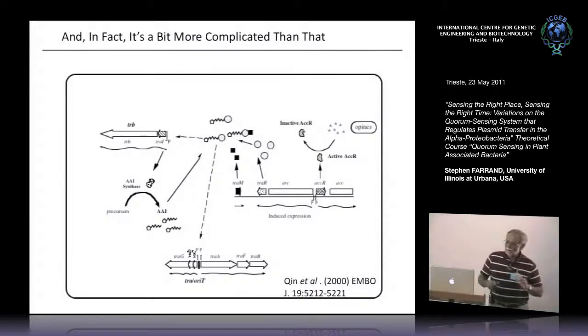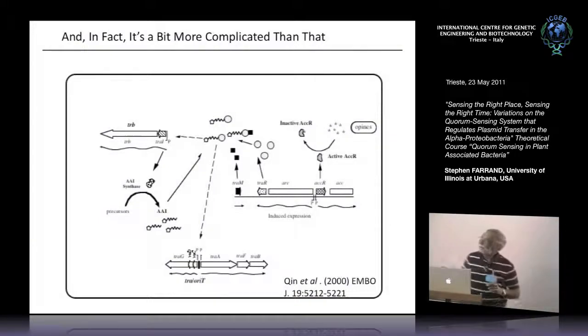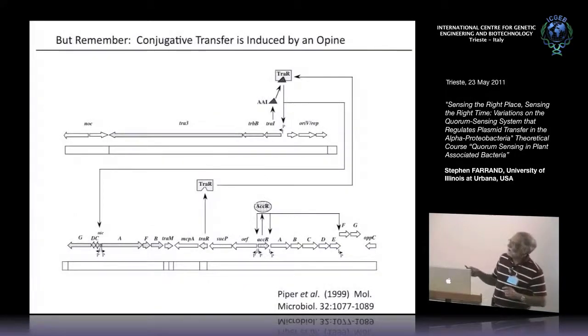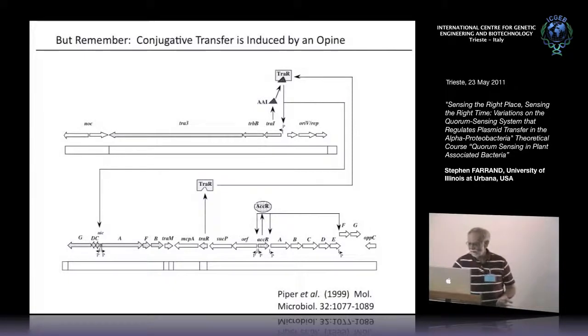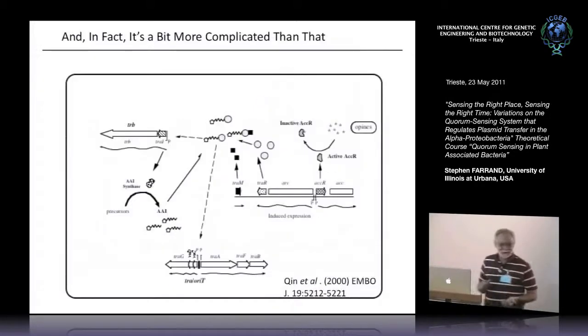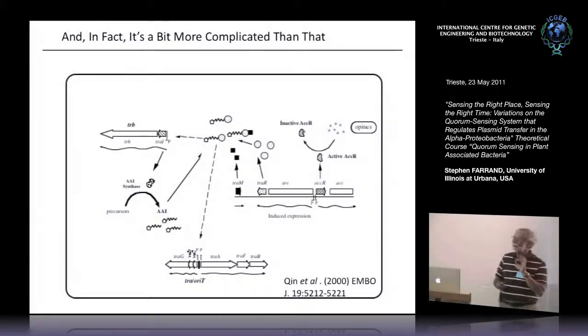Okay, so it seems pretty simple. Just the opines regulate expression of TraR. TraR then has to wait for the accumulation of the acyl homoserine lactone to a critical level, and then it can activate transcription. Nothing is ever simple, right? So there is a complicating factor in this system, and I just want to tell you briefly about it because I think this is beginning to be seen in other systems.